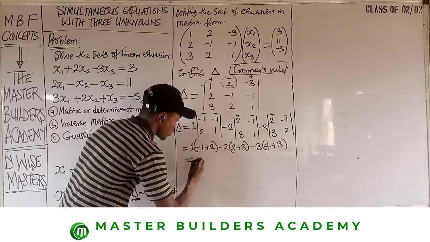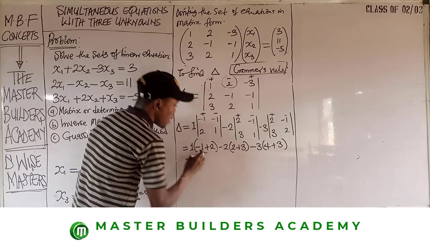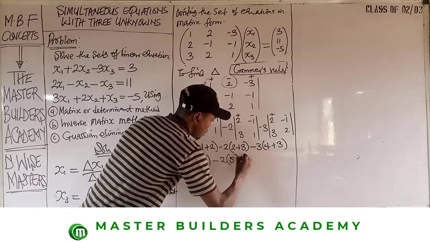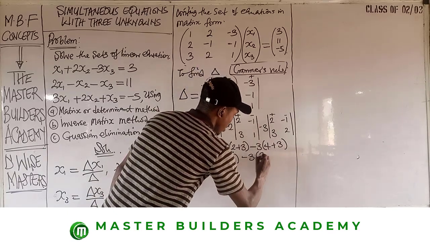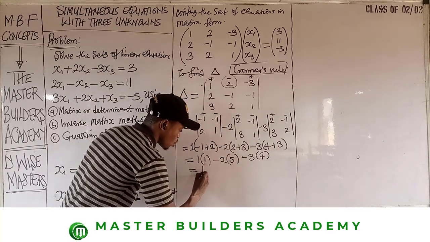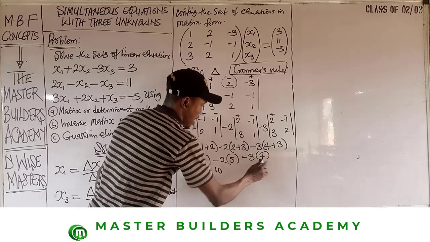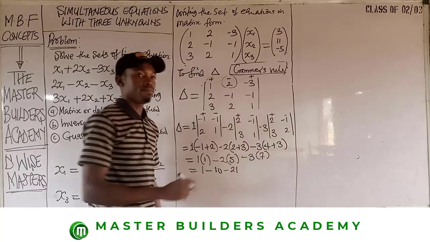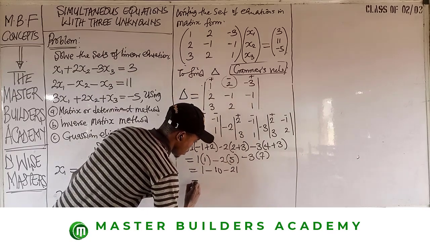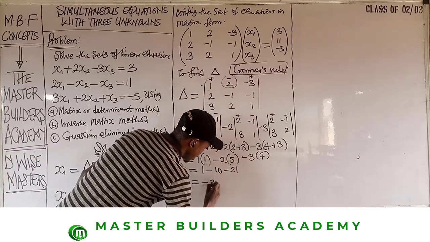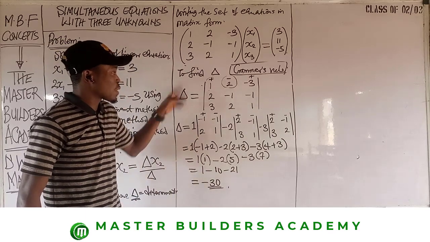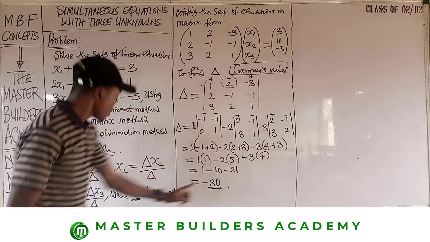So having done this will have given us now 1 into minus 1 plus 2 will give us plus 1. And then minus 2 into 2 plus 3 will give us 5. And then minus 3 into 4 plus 3, that will give us 7. Now we need to clear off the brackets. And then if we do that, 1 multiplied by 1 gives us 1. Minus 2 multiplied by 5 gives us minus 10. And then minus 3 multiplied by 7 gives us negative 21. And then if we sum up all of these that we have here, this will give us negative 30. This is the determinant of this particular matrix. Alright? So this is the first thing.